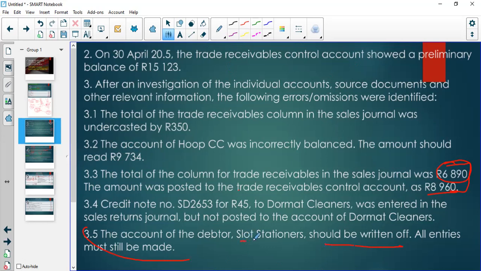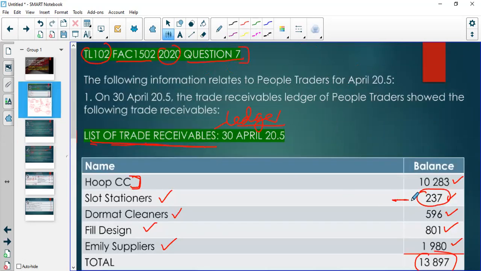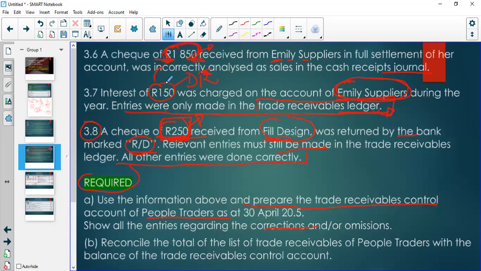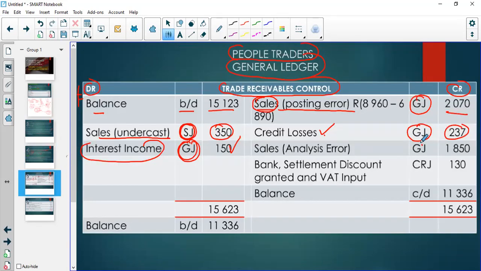So it's the account of Slot Stationers that has to be written off, and it's 237. This reduces what we expect to be paid by the debtors. So it's credit losses, using the general journal, written off is 237. Then there's that sales, which is an analysis error, if you remember that. We said this was considered as cash sales, whereas it's a debtor paying. So we have to record that using the general journal.